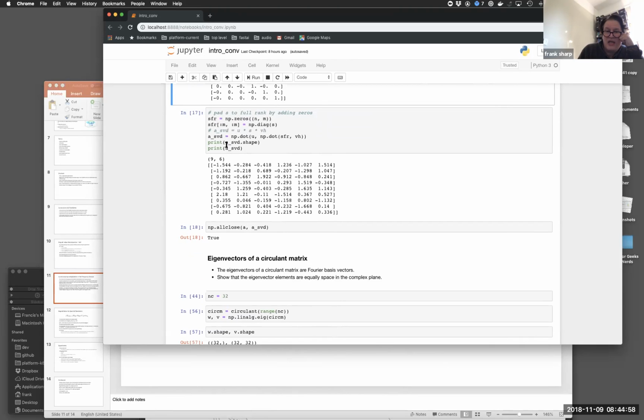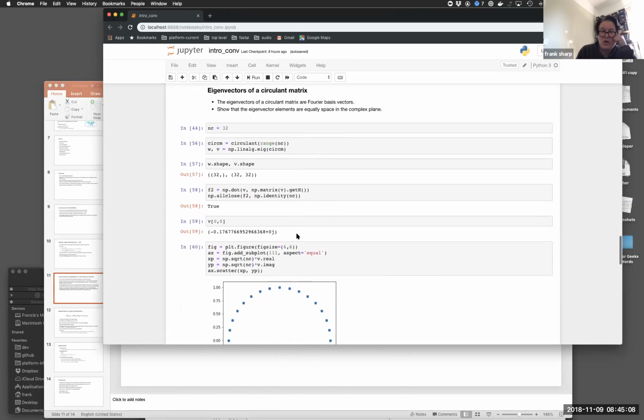So this A SVD, which is recomposed, is equivalent to our A. Okay.